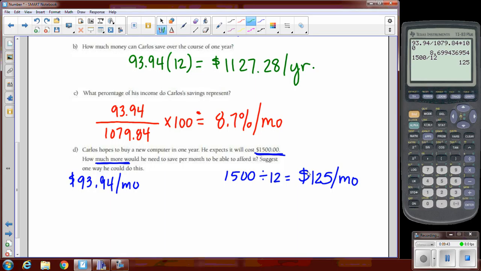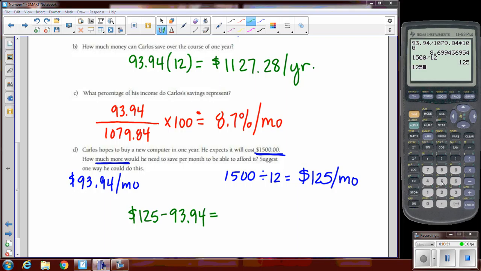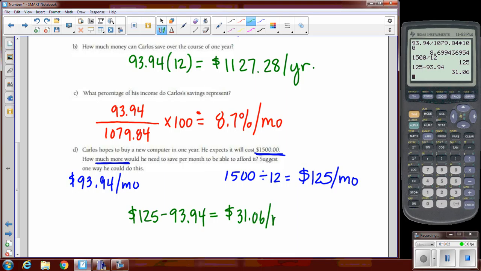Well, if he needs to save $125 a month, and right now he's only saving $93.94, I need to subtract those two numbers. The 125 minus the $93.94, he needs to save an additional $31.06 a month. So he needs to save that much more each month.